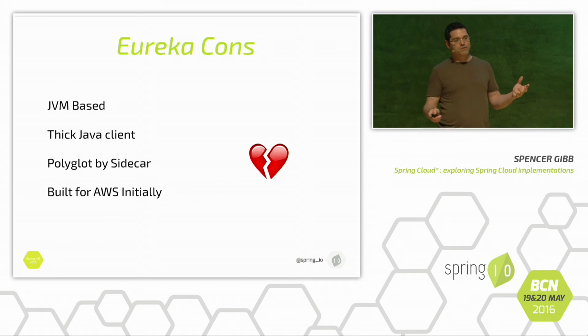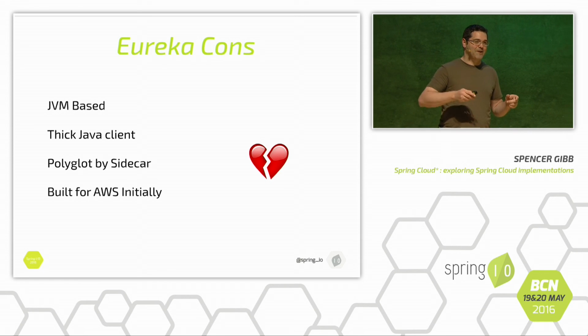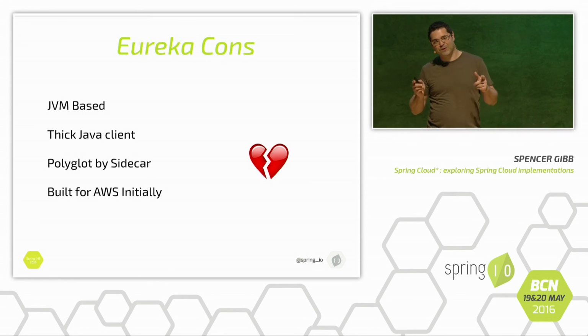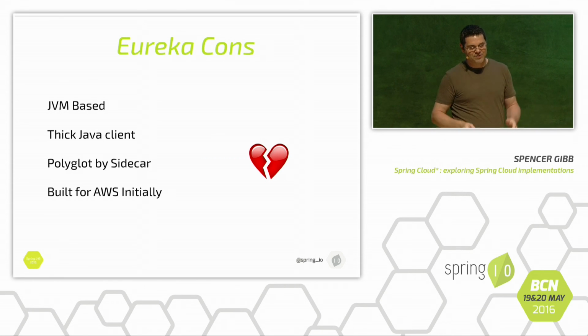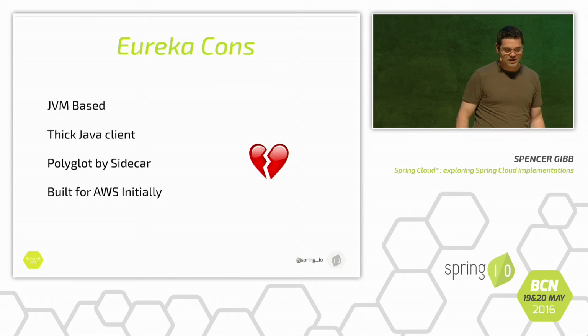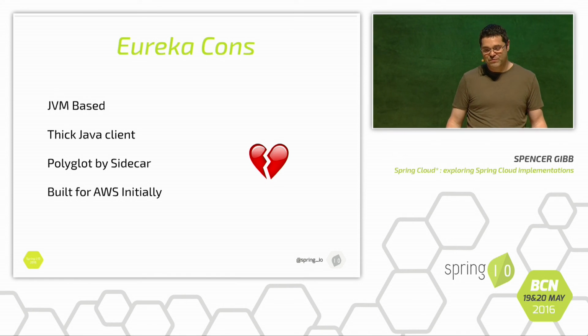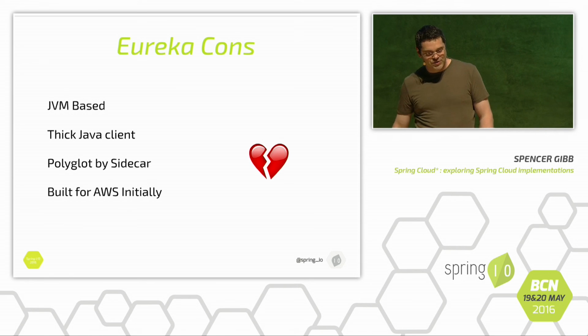And initially it was built for AWS. I've looked through Eureka code I don't know how many times, and there's lots of places in there. If it's AWS, do this. Otherwise, do this, right? So a lot of the things are built for Amazon initially. But we've helped them, and others have helped them work through some of those challenges.